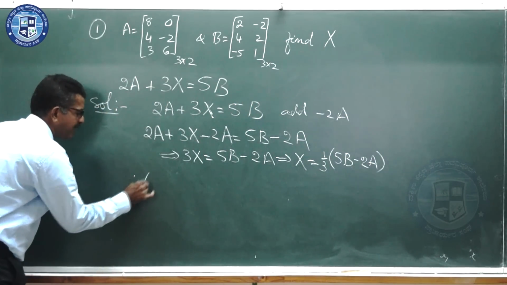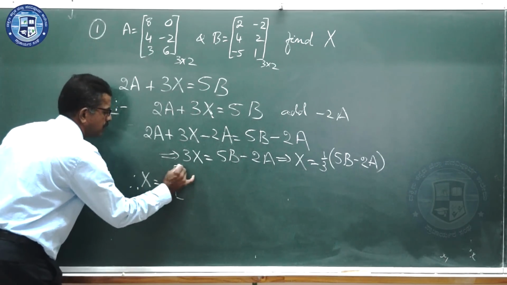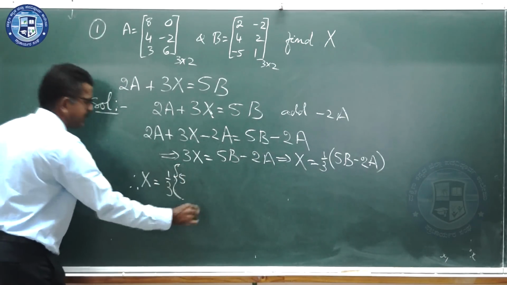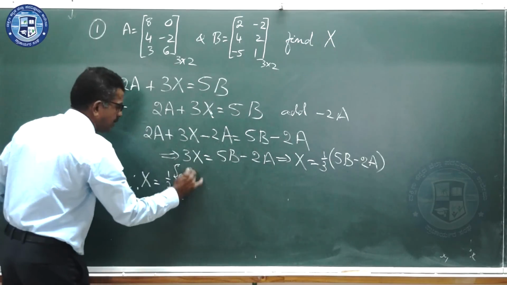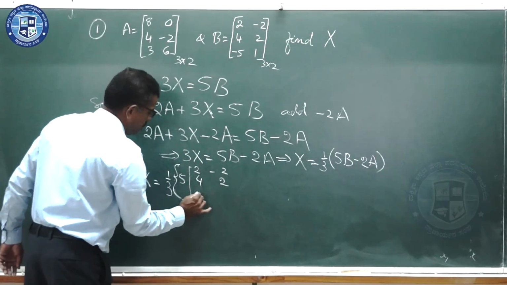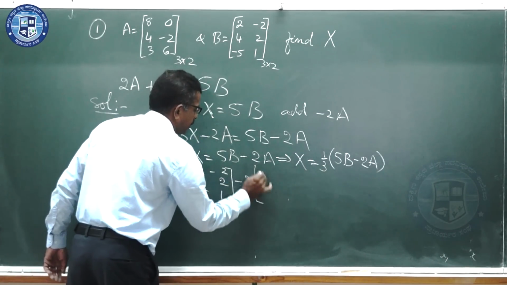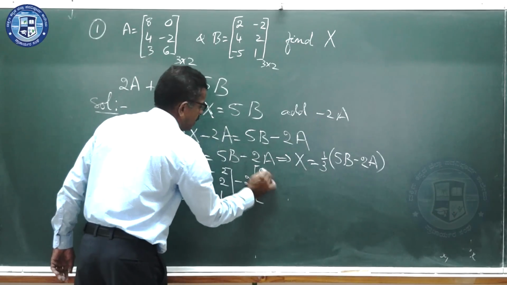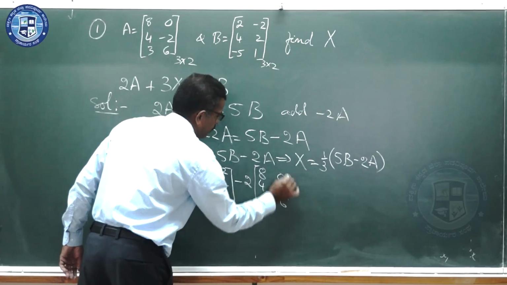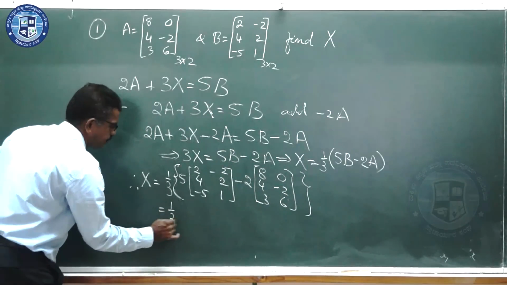So capital X, what you are asked to evaluate, would be equal to 1 by 3 into 5 into B minus 2 times A. Let me write the matrices here. What is B here? B is 2, minus 2, 4, 2, minus 5, 1. What will A be here? It is 8, 0, 4, minus 2, 3, 6.